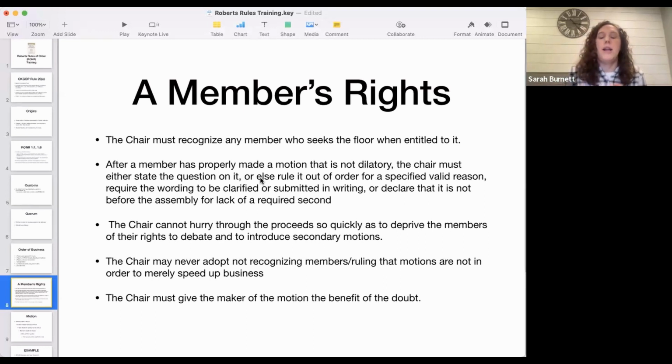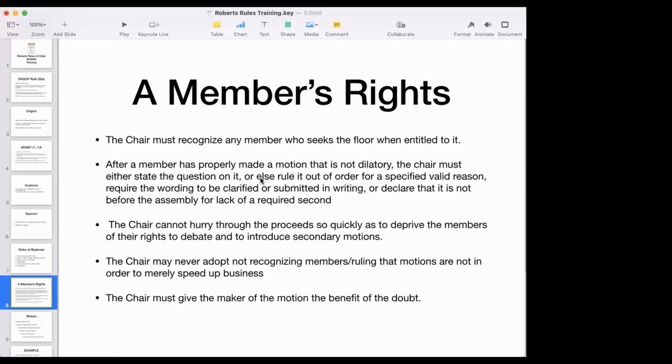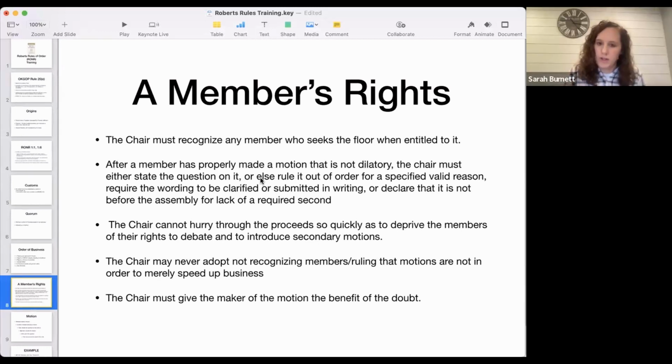The chairman cannot hurry through the proceedings so quickly as to deprive the members of their right to debate and introduce secondary motions. The chair may never adopt the practice of not recognizing members or ruling that motions are not in order to merely speed up business. Some people will be like, oh, well, we don't want to take points of order right now. A point of order is always in order because it is dealing with a member's rights. And we'll talk about that later.